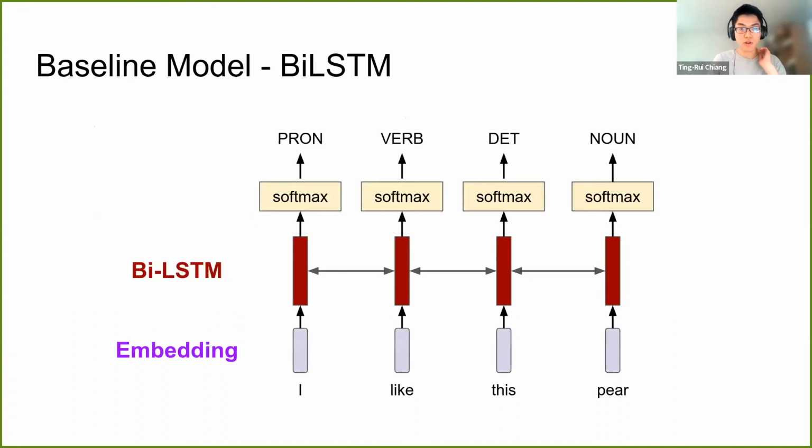In this homework, we are going to use a simple baseline model, a BiRNN model. It is a model with an embedding layer and also a bidirectional LSTM layer. The input of this model will be a sequence of words, and the output will be a sequence of POS tags.